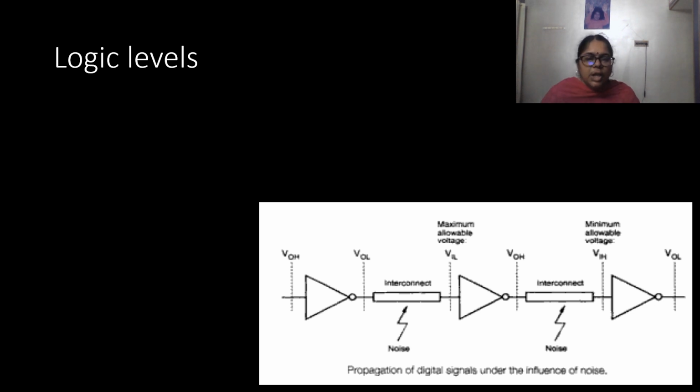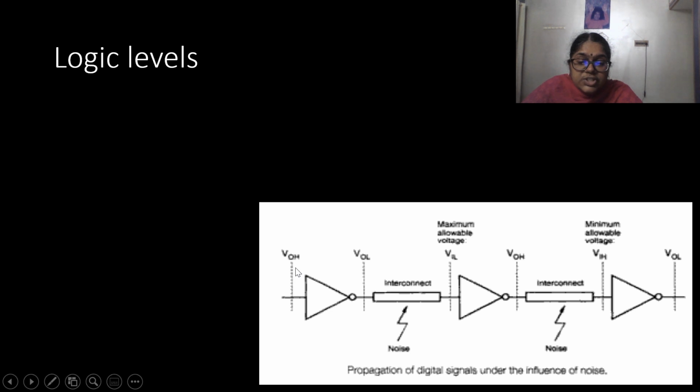Next we will study about the logic levels. Now let us consider this circuit where one inverter is driving another inverter. So we have 3 inverters here. Output of each inverter is driving the next inverter. And we have considered the wire connecting the output of one inverter to the input of another inverter. We have shown it here as interconnect. So this interconnect is connecting the output of one gate to the input of the other gate.